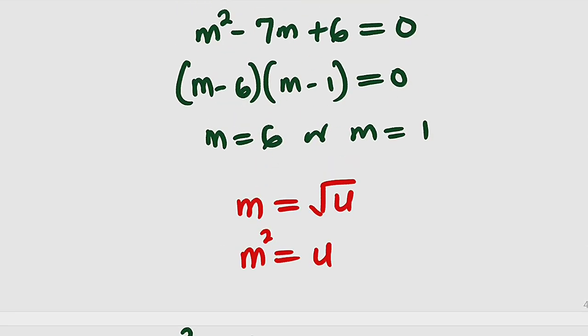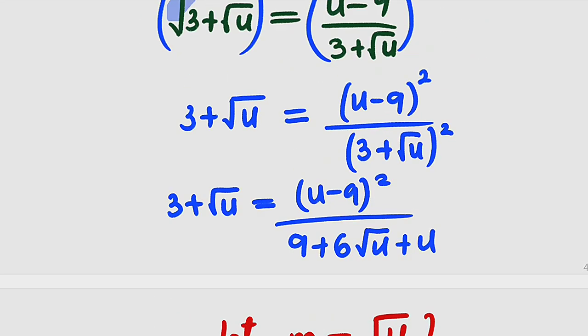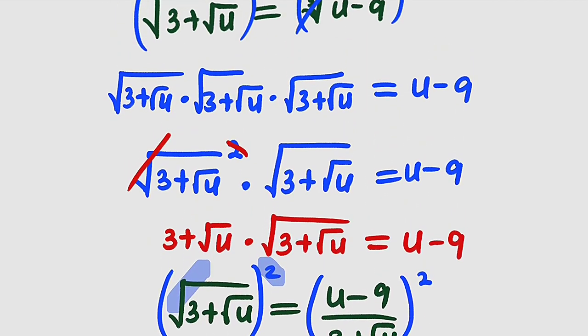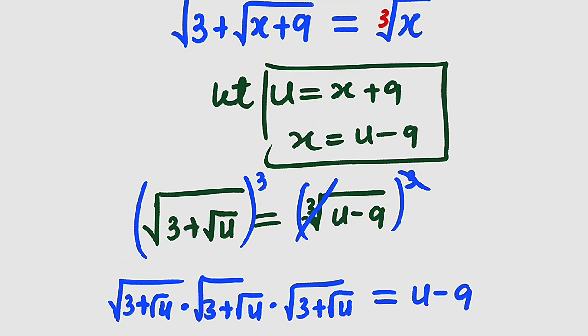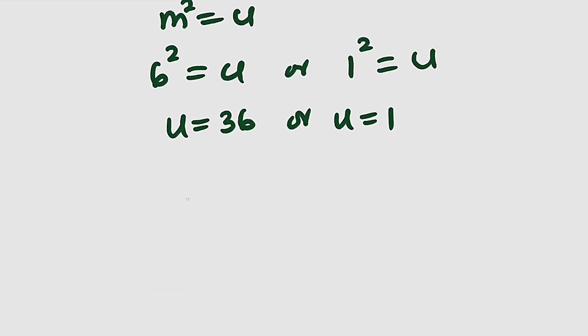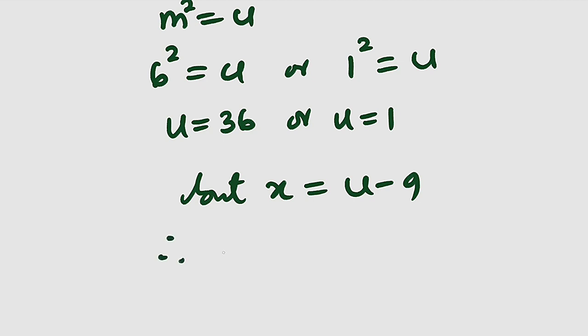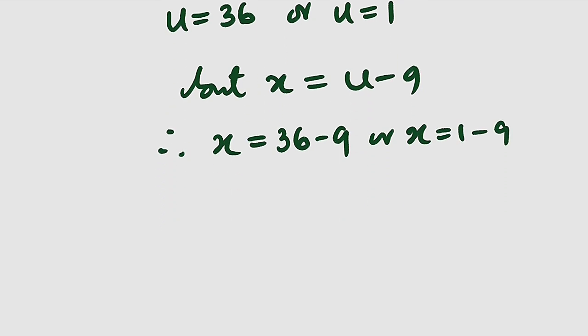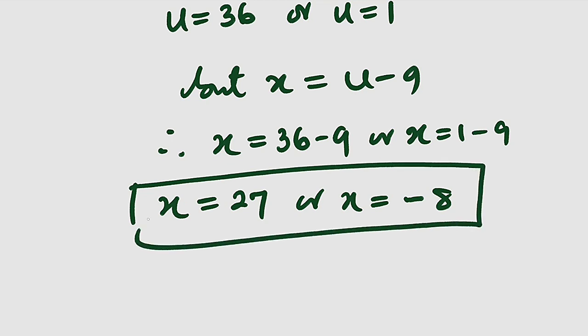Another back substitution. What can you remember about u again? Remember that we substituted u with something here. Can you see that? x is equal to u minus 9. Therefore, x is either equal to 36 minus 9, or another u, which is 1 minus 9. So you can see that x is either equal to 27 or x equal to negative 8. But we have to test them in the main equation.